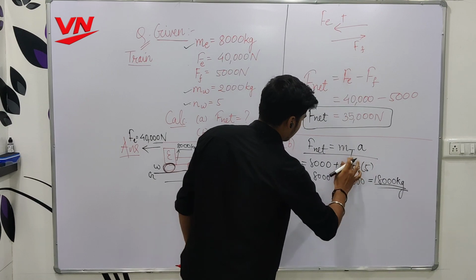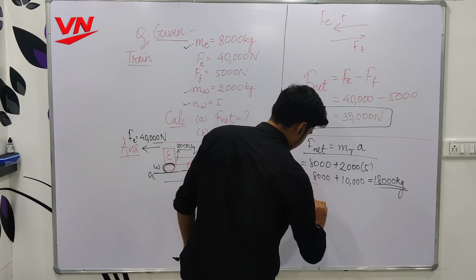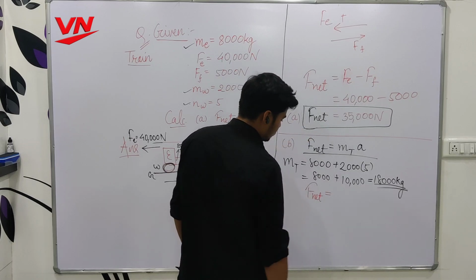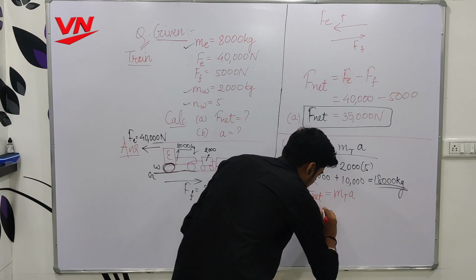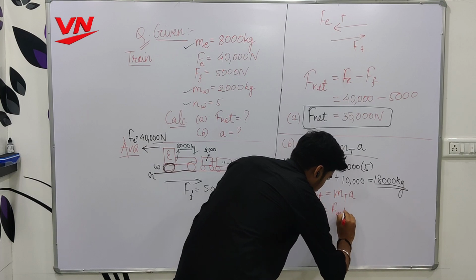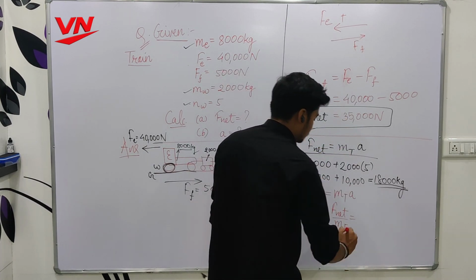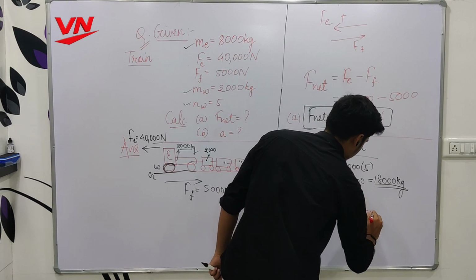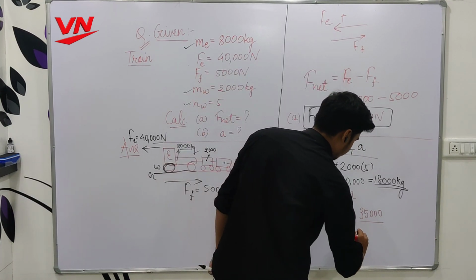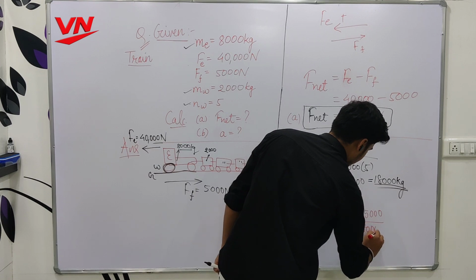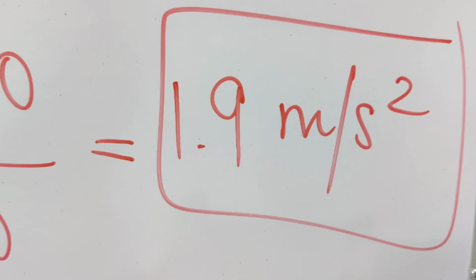Now I will use this formula. Net force is equal to total mass into acceleration. Acceleration will be equal to net force upon total mass. Net force we have already calculated, 35,000, and total mass is 18,000 kg.